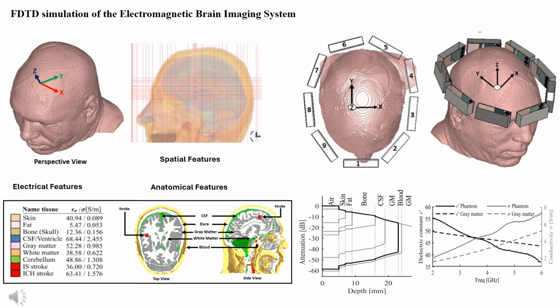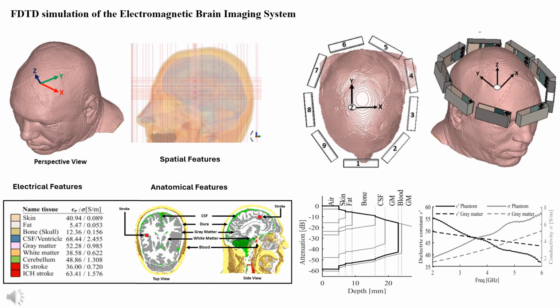Furthermore, the slide discusses the dielectric properties of tissues in different conditions, such as ischemic and hemorrhagic strokes. The dielectric properties, including permittivity and conductivity, vary significantly between these conditions, influencing how electromagnetic waves interact with the tissues. To ensure the accuracy of the FDTD simulation, the computational domain is surrounded by PMLs, which absorb outgoing waves and prevent reflections that could otherwise distort the results. This allows for a more realistic simulation environment, where electromagnetic interactions can be studied in detail.